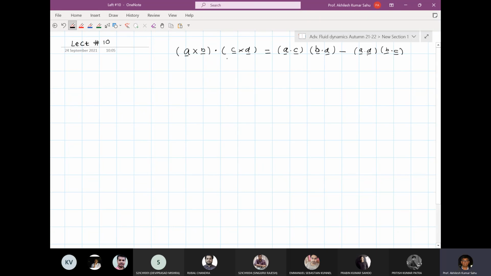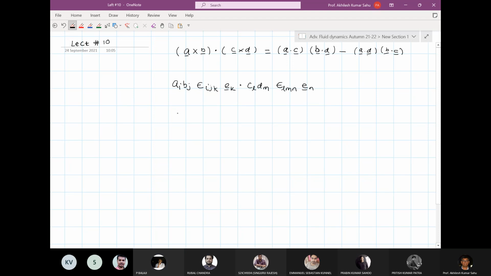This A cross B dot C cross D, how will I write? Can someone tell me the index notation for this? A cross B dot C cross D, anyone? A_i B_j epsilon_ijk e_k unit vector, dot C_l D_m epsilon_lmn e_n unit vector.